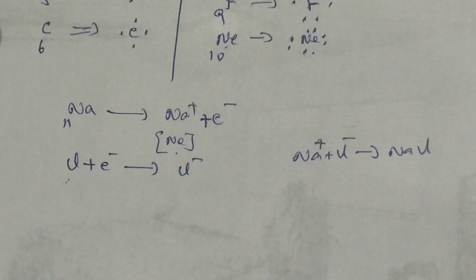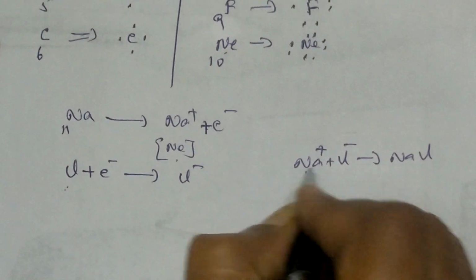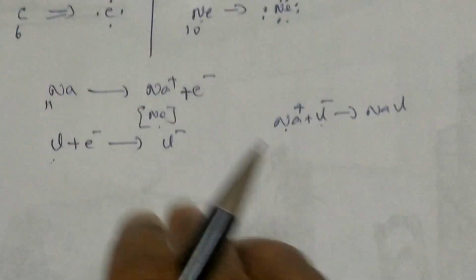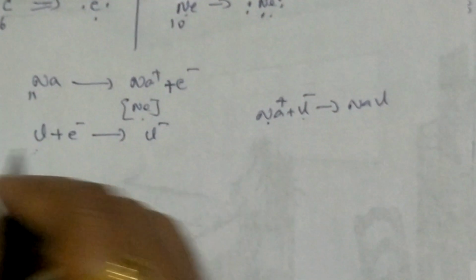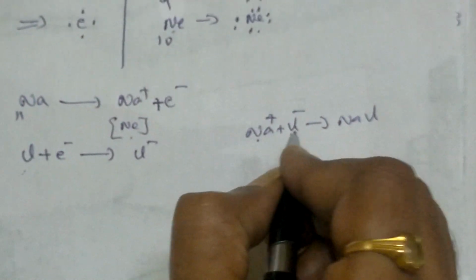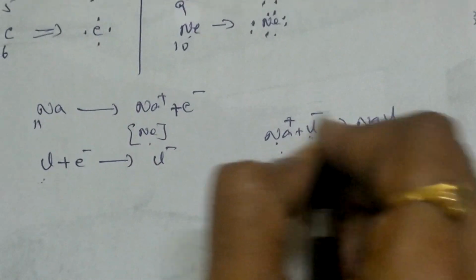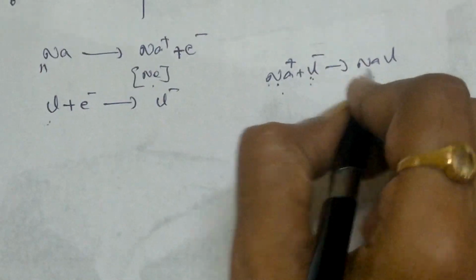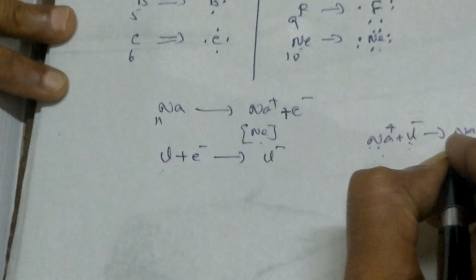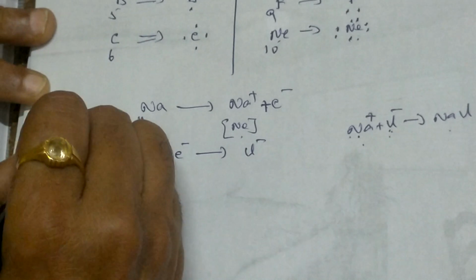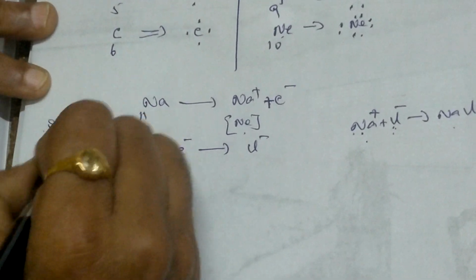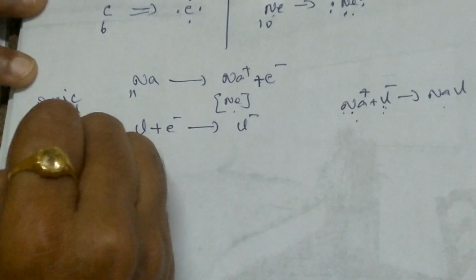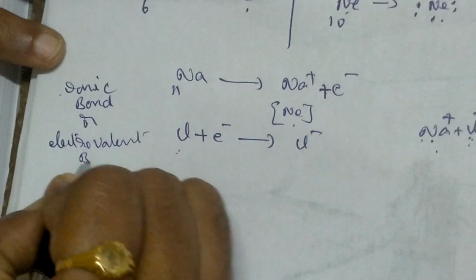This is the reason. Sodium is giving an electron to the chlorine to make an octet at the outermost shell. Similarly, chlorine is taking the electron and becoming chloride, and it is also becoming an octet. So one is giving, another is taking. This type of chemical bond is called an ionic bond, or sometimes it is also called an electrovalent bond. Some people call it an electrovalent bond.